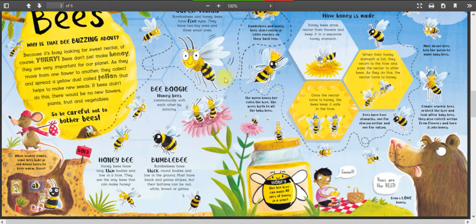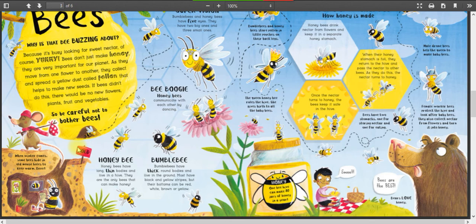Well, it mentions over here a mouse, but does it say a mouse likes honey? When winter comes, some bees hide in old mouse holes to keep warm. Brr. Oh no, that doesn't mention that mice like honey. Which other animal do you think, according to the book, likes honey? Pause the video there and write your answer down.